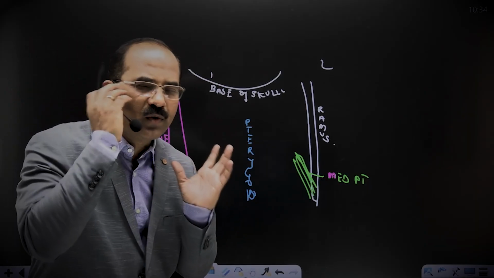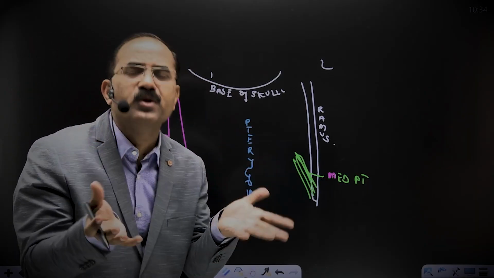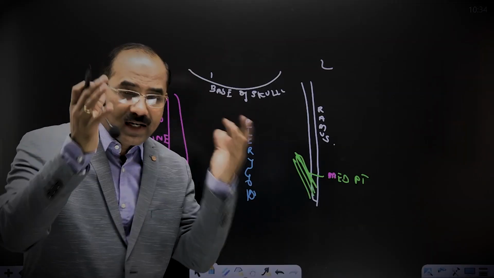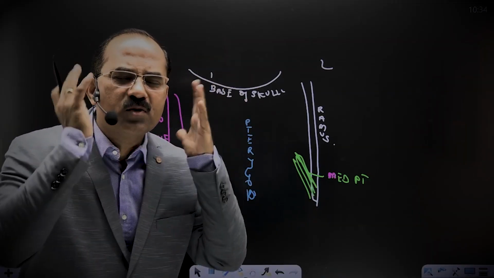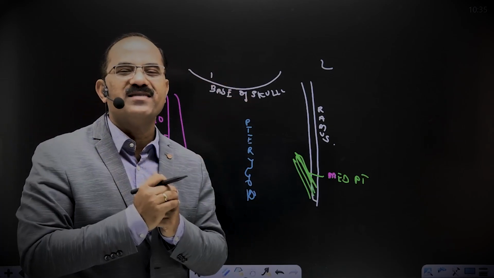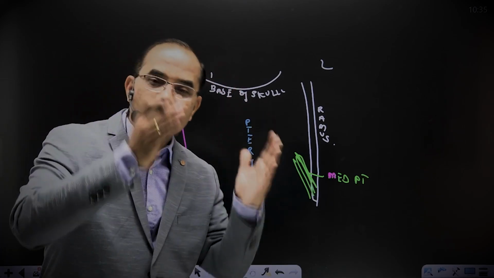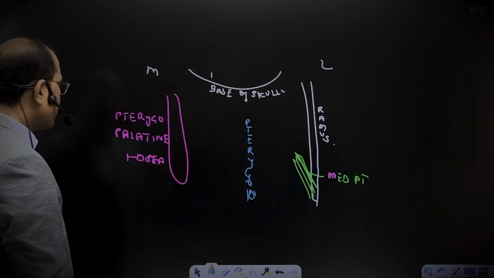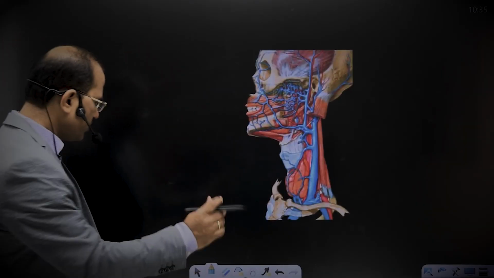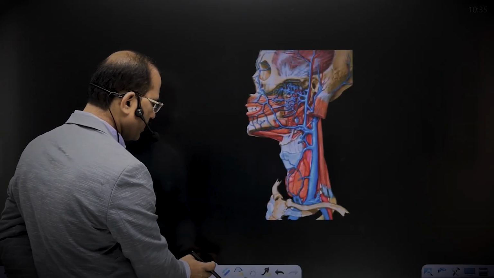But when we remove the ramus of the mandible, we are not able to see the pterygoids directly, because on these pterygoids lies a venous plexus. The name of the plexus is the pterygoid venous plexus. Have a look at this. So where does the pterygoid venous plexus lie? Look, you tell me now. Students, you tell me now.